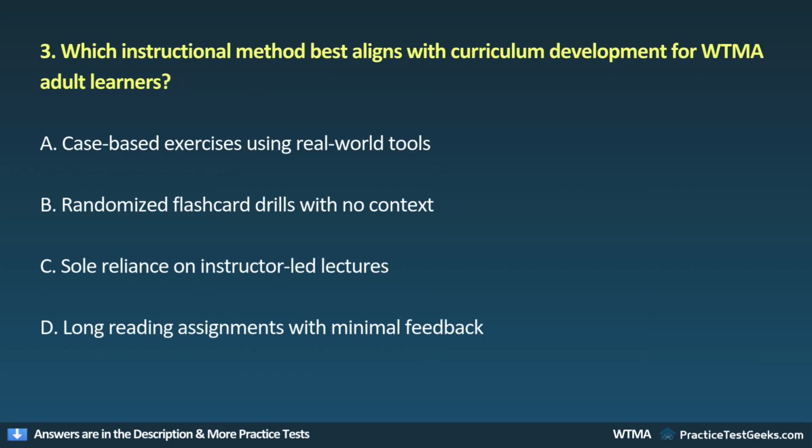3. Which instructional method best aligns with curriculum development for WTMA adult learners? A. Case-based exercises using real-world tools. B. Randomized flashcard drills with no context. C. Sole reliance on instructor-led lectures. D. Long reading assignments with minimal feedback.